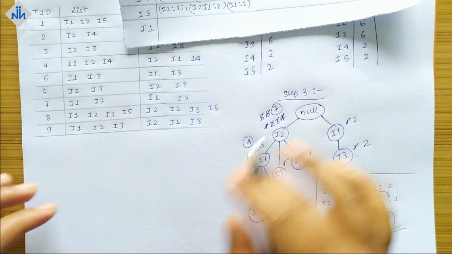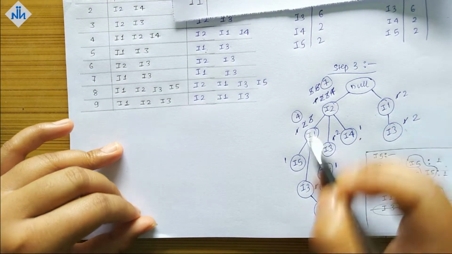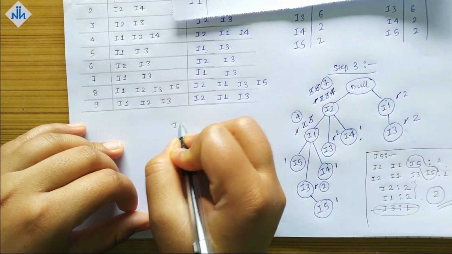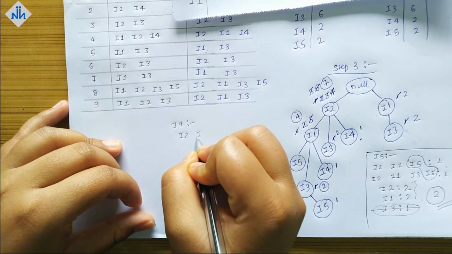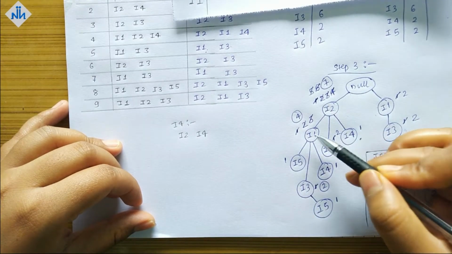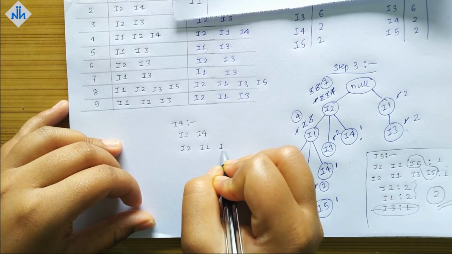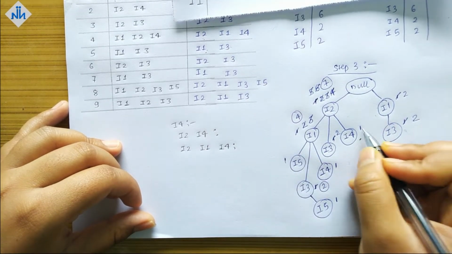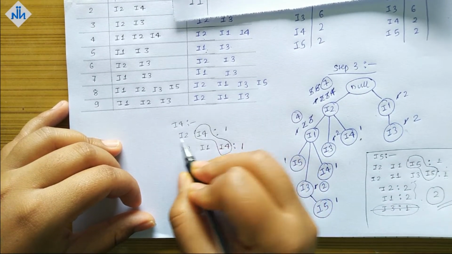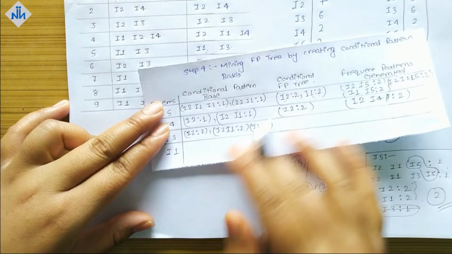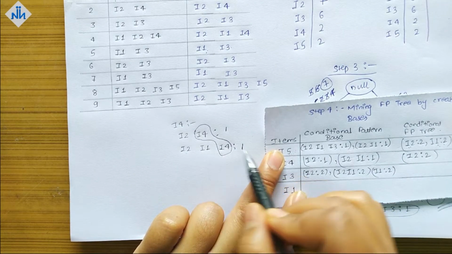First step, find out the paths. So for I4, one path is I2, I4, and another is I2, I1, I4. The final destination frequency for both is 1, 1. Now we remove I4, and this is our conditional pattern base: I2, 1, I2, 1, and I2, I1, 1.